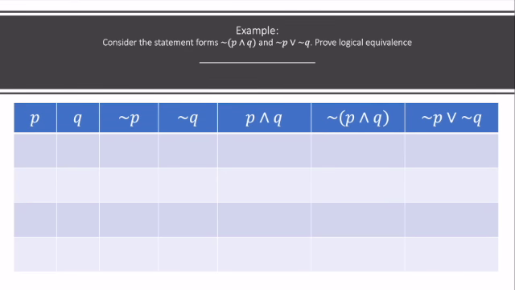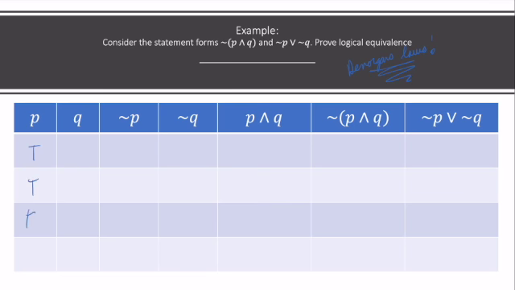I'm going to change colors though. Okay, so let's consider not P and Q, and not P or not Q. And I want to prove that these are logically equivalent. This is actually one of De Morgan's laws, which I'm pretty sure we talked about in chapter 5 about set theory. So let's go ahead and prove this.